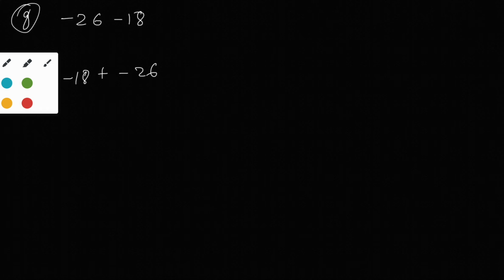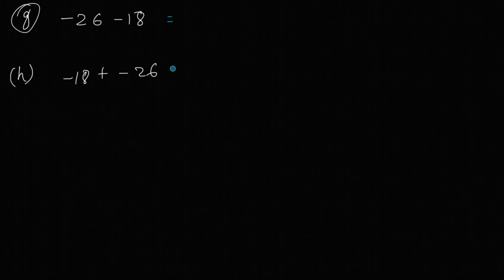Question number G, minus 26 minus 18. Question number H is minus 18 plus minus 26. Okay, so negative negative is positive, and we're going to write the sign of the greater number. The sign of the greater number is negative. So minus 26 and minus 18 is minus 44.